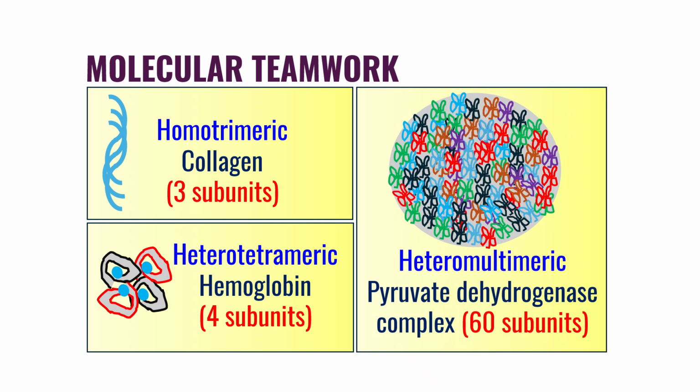I will give you an example of a heteromultimeric protein such as pyruvate dehydrogenase complex. It has 60 subunits. Why does a protein have to have a multi-subunit structure? This is for providing better regulation of an enzymatic reaction or metabolic pathway in which they are functioning. So this is the significance of this structure.